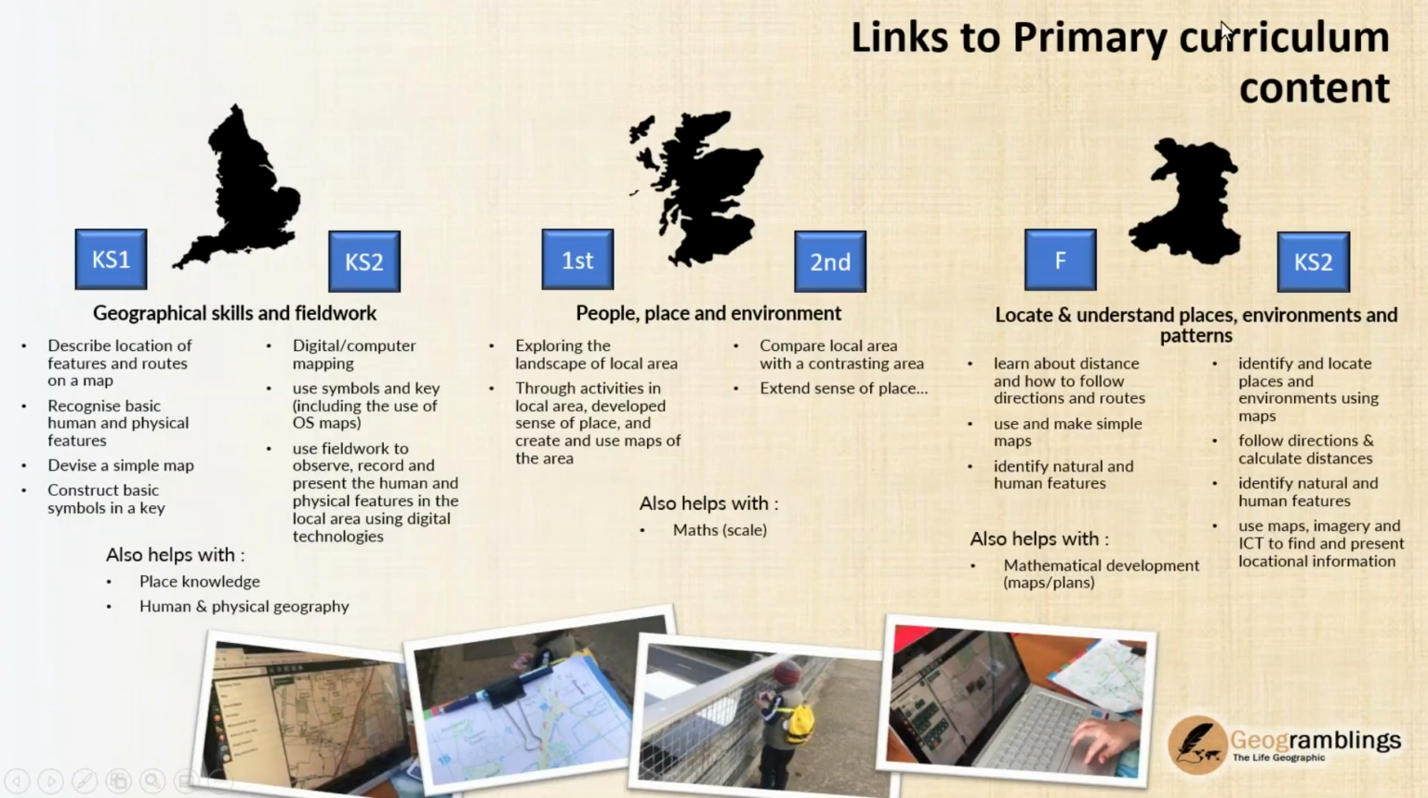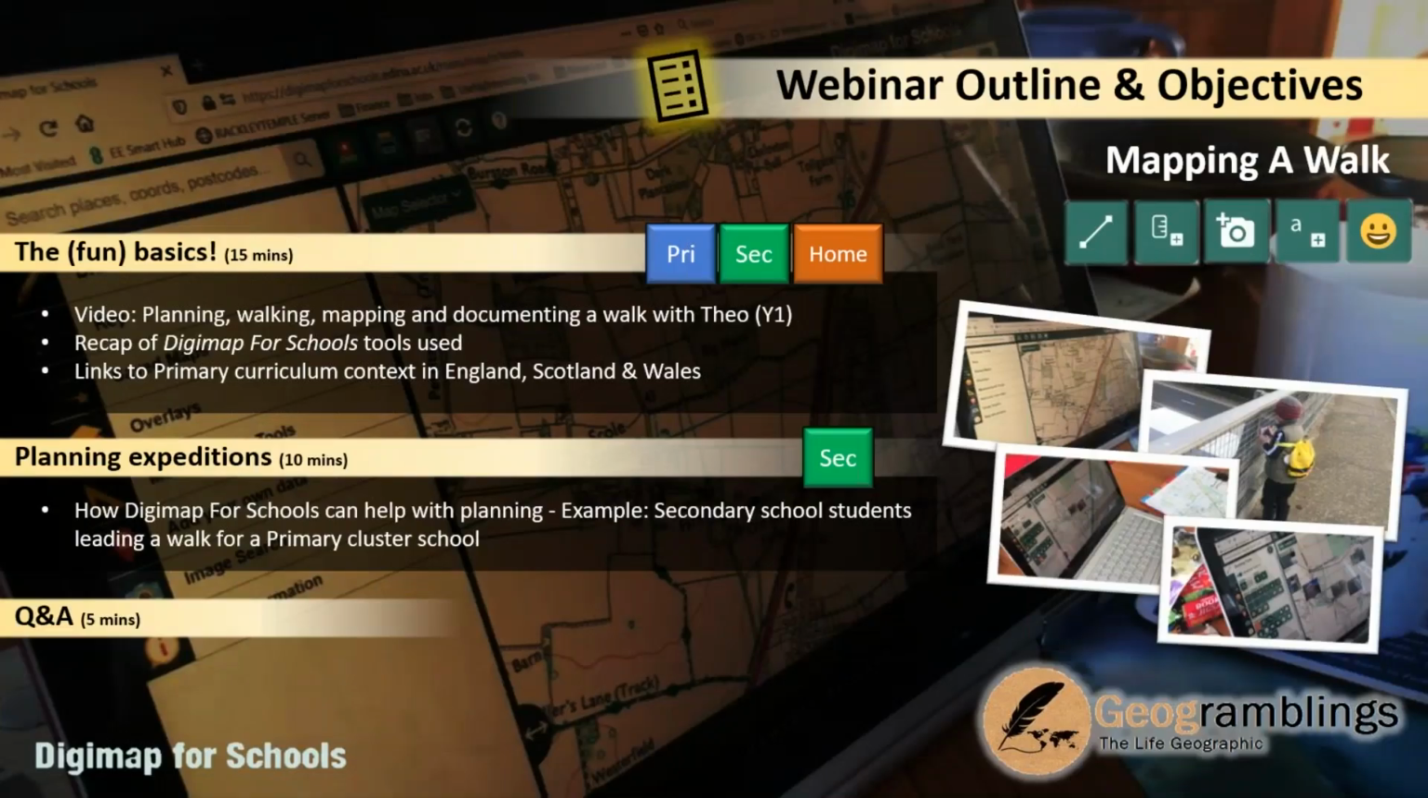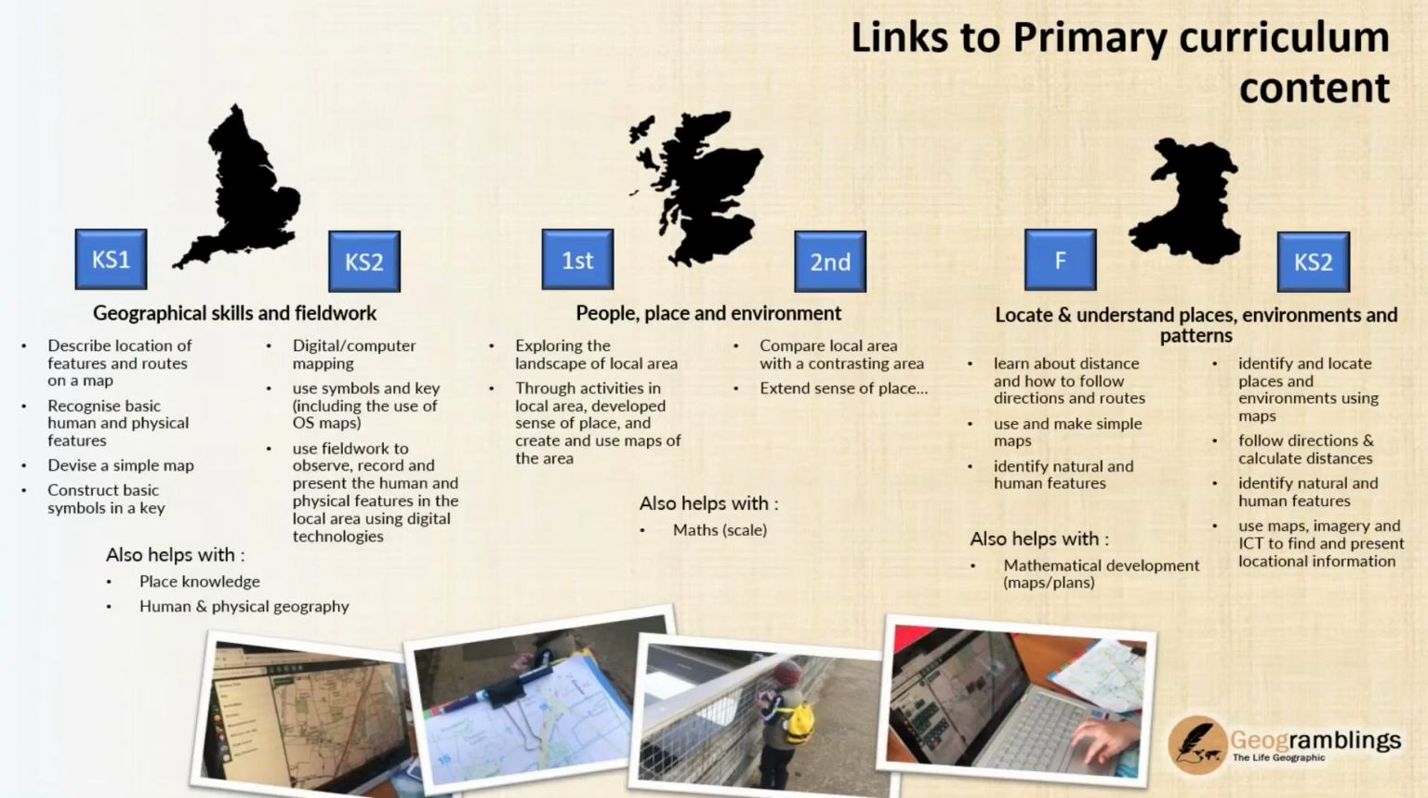Right, so links to primary curriculum content. Sorry I've missed out Northern Ireland here. I just simply ran out of time, but I do understand that Northern Ireland have very similar curriculum contents and requirements. But just to look here at the primary stages, so Key Stage 1 and 2 in England, First and Second in Scotland, and Foundation to Key Stage 2 in Wales. So if I just go back, you see in the top right, just those 5 simple tools, using those in Digimap for Schools, which I've demonstrated here, can cover all these curriculum requirements at primary level.